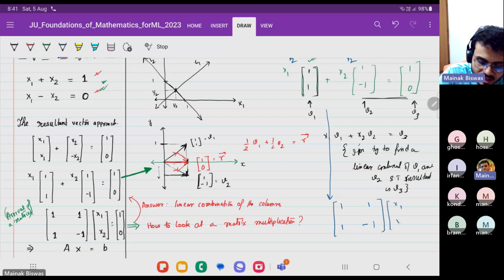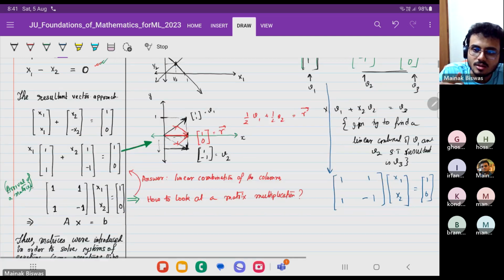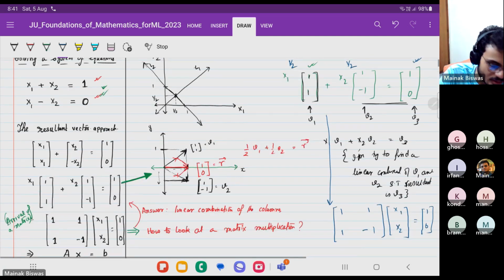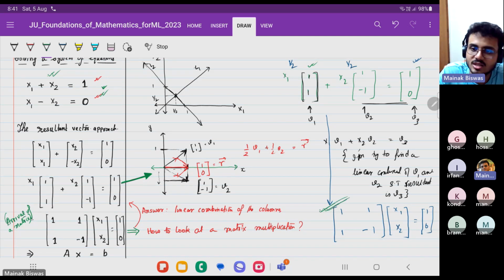So when you have a vector and matrix product, how will you think of it? From this example, I'm putting this set of equations into a matrix. I can do this, right? If you see your school days multiplication, this into this, plus this into this, is equal to 1. Similarly, 1 into x1 minus 1 into x2 is equal to 0.